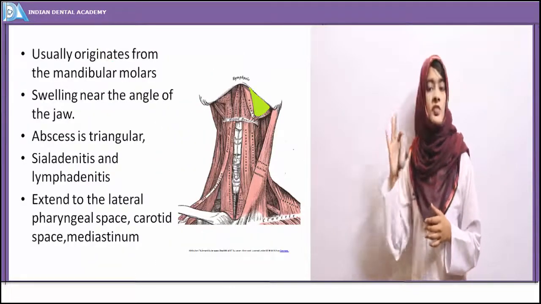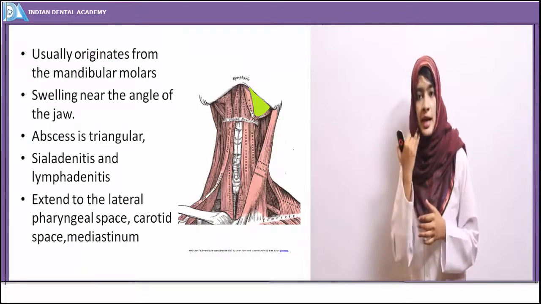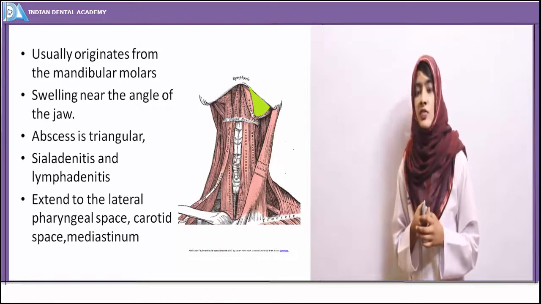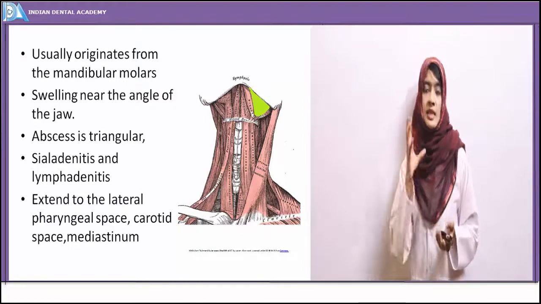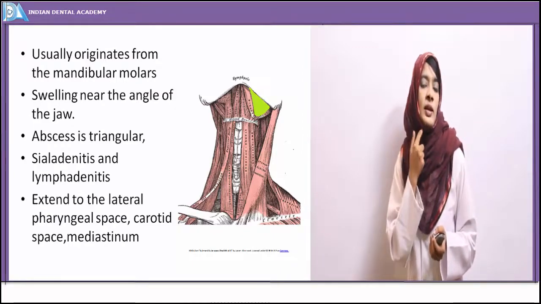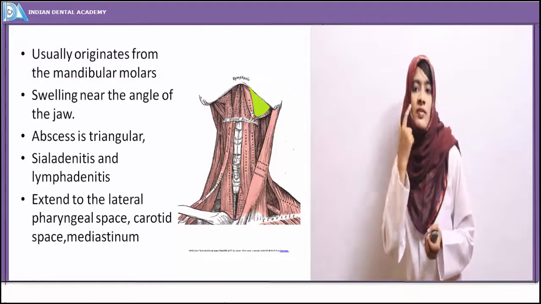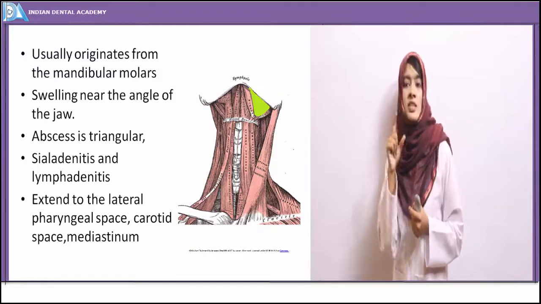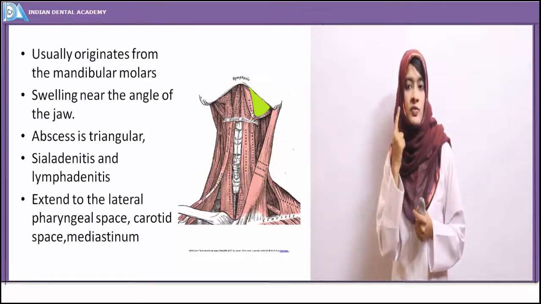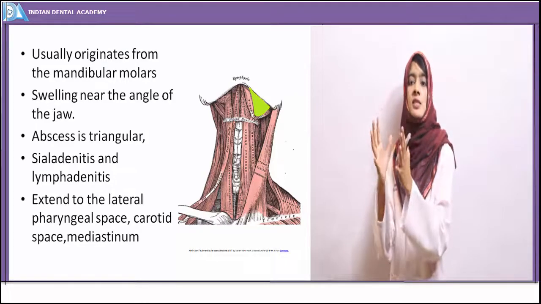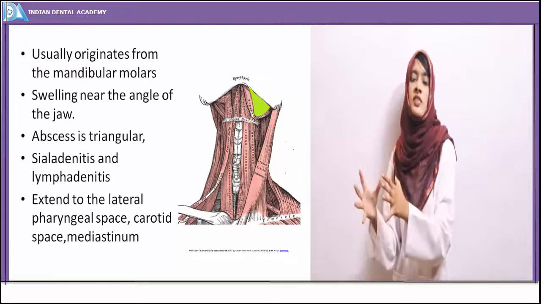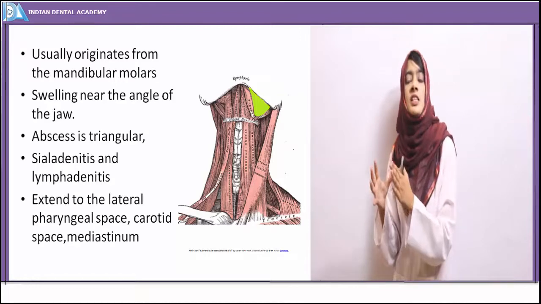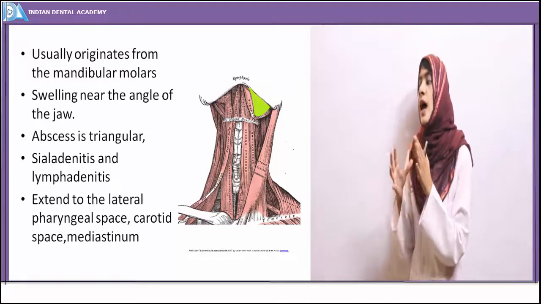Infection of this usually arises from the mandibular region, that is the mandibular molars may be the cause, an odontogenic infection, and this presents clinically as a swelling near the angle of the mandible. The space is here, right? So the swelling involves the angle of the jaw, and the abscess is basically triangular. It is associated with inflammation of the salivary gland, because the submandibular space encloses the salivary gland. There is also infection of the cervical lymph nodes, so lymphadenitis is present.